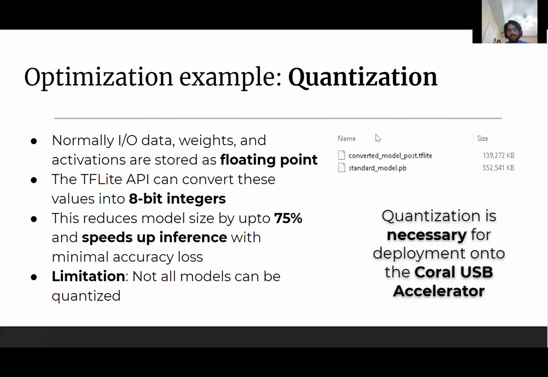The reason that TF Lite is so fast, especially on the Google Coral, is that a lot of the weights and values in these models are normally stored as floating point. The TF Lite API converts these floating points into floating point 16, as well as 8-bit integers. This allows the model size to be reduced by up to 75%, and it significantly increases the inference speed with minimal accuracy loss. Unfortunately, one of the limitations is that not all models can be quantized.